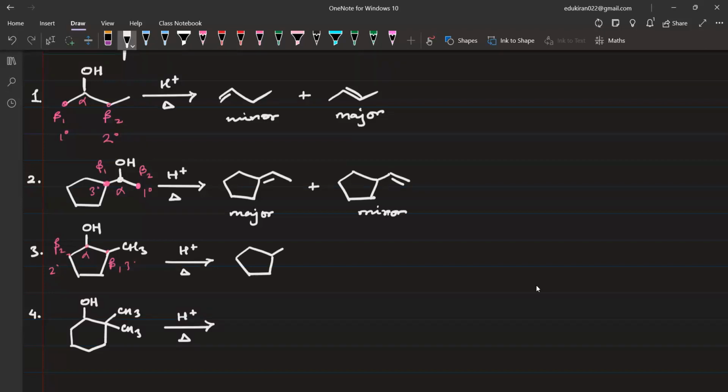Everything as it is except the OH, CH3, with the double bond between alpha and beta 1, plus everything as it is except the OH, CH3, with the double bond between alpha and beta 2. This will be major.